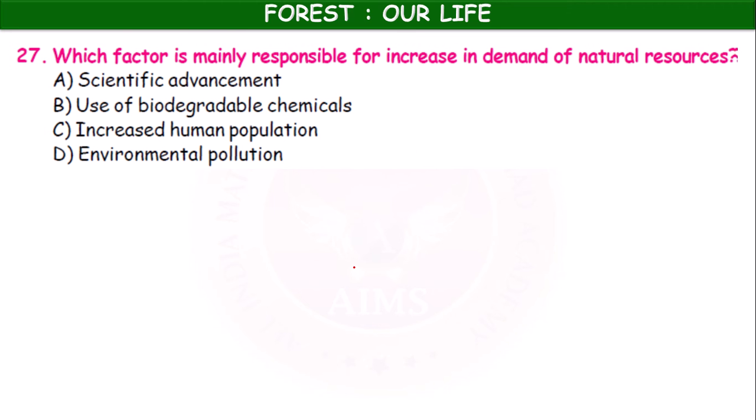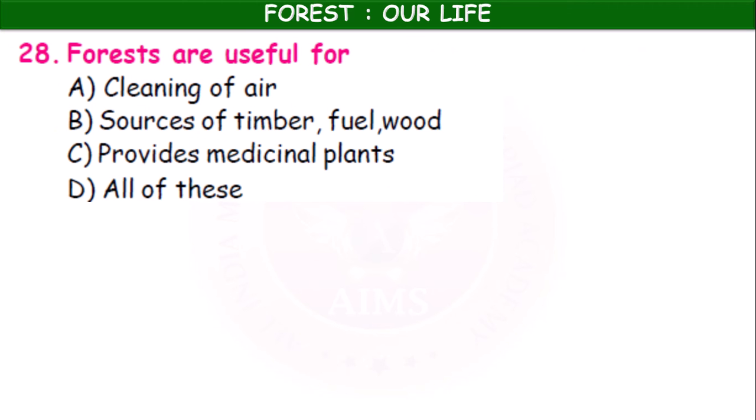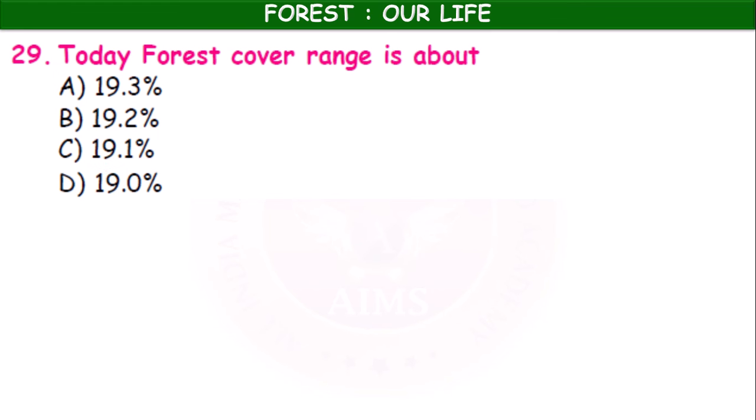Which factor is mainly responsible for increase in demand of natural resources? Scientific advancement, use of biodegradable chemicals, increased human population, environmental pollution. Which one? It is increased human population that is the main threat. Forests are useful for cleaning of air, sources of timber, fuel, wood, provides medicinal plants. All of these, yes, all of these. Today the forest coverage is about 19.3%, 19.2%, 19.1%, 19%. It is 19.3%.